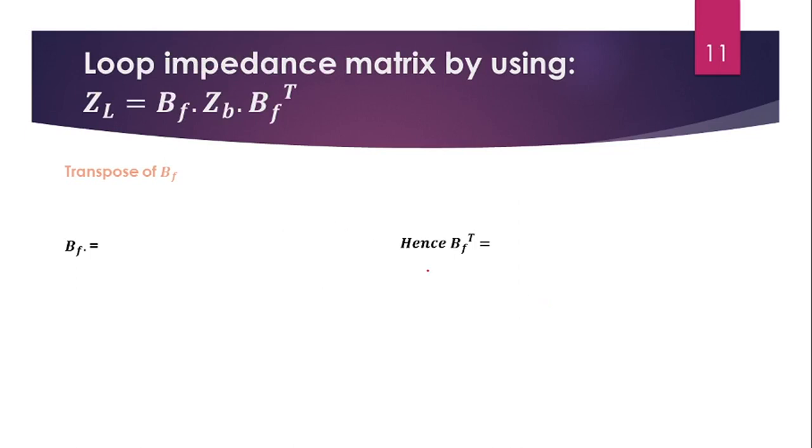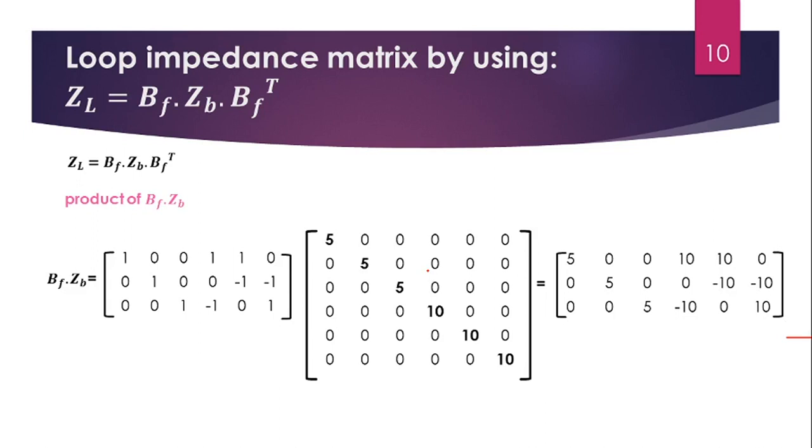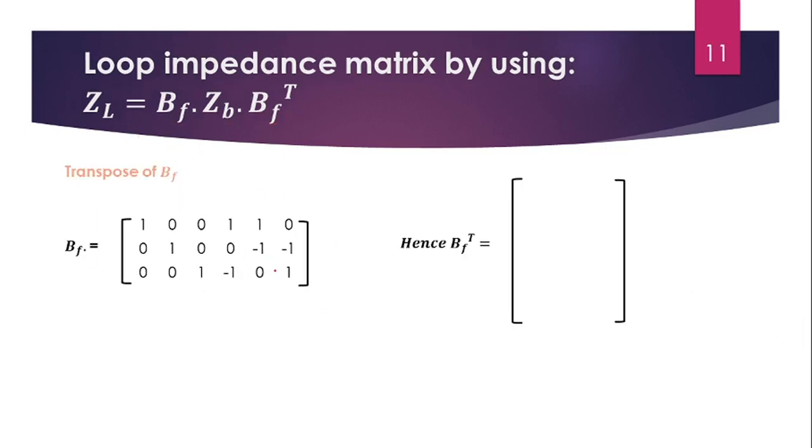As the product is not complete here, because it has three elements multiplications, we need to find out the transpose of the tie-set matrix. So how can we find the transpose of the tie-set matrix? For that we need the tie-set matrix, and transpose means just exchanging rows by columns and columns by rows.